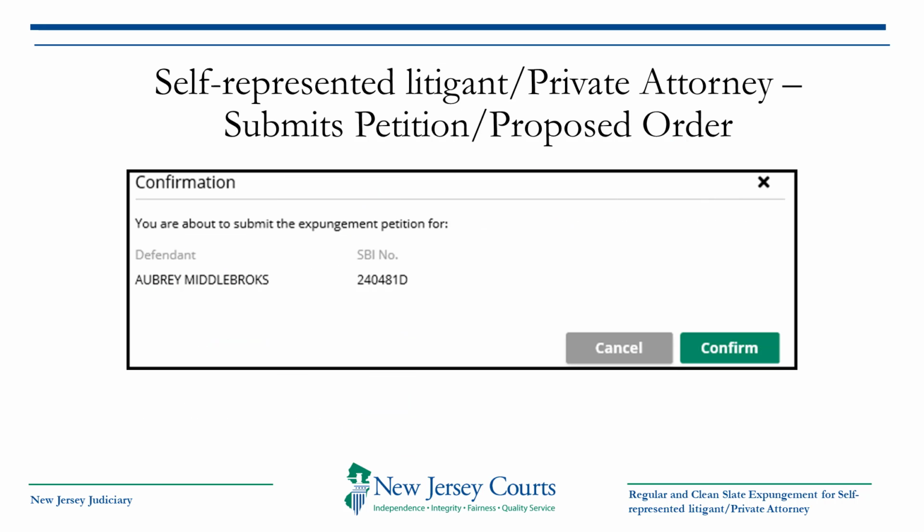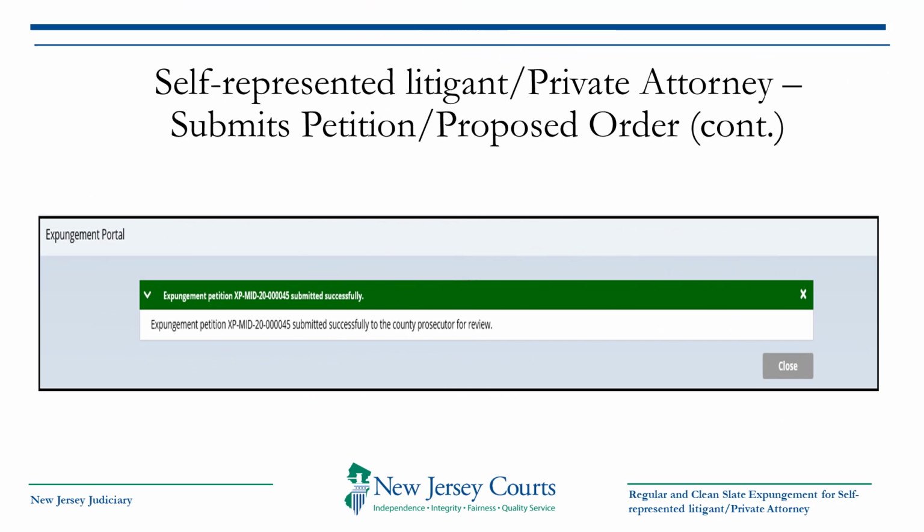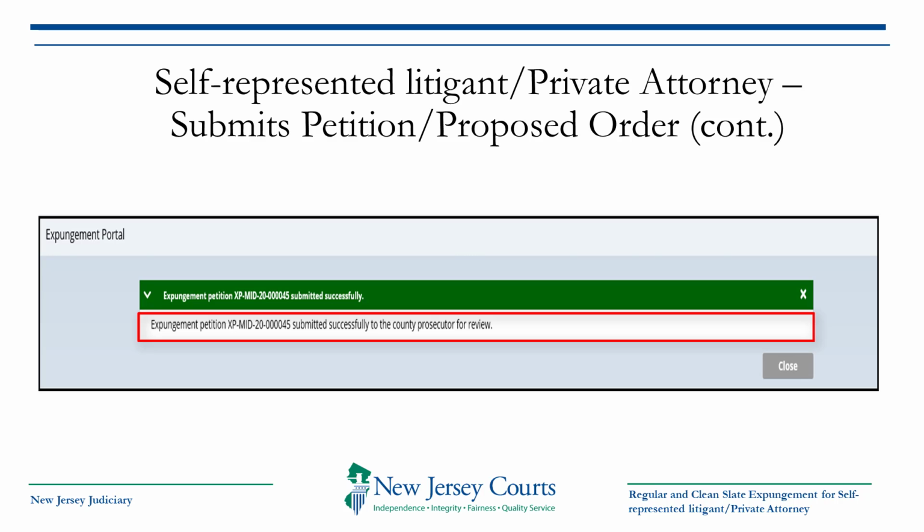Once you have previewed the drafts of the proposed order and petition, click Submit. This will open a pop-up window to confirm or cancel your submission. If you choose to cancel, you will return to the petition and/or proposed order and may make any necessary changes. Upon confirmation and submission, the system will display a success message at the top of the screen, indicating the petition and/or proposed order was successfully submitted. The system will also generate a unique expungement case number.